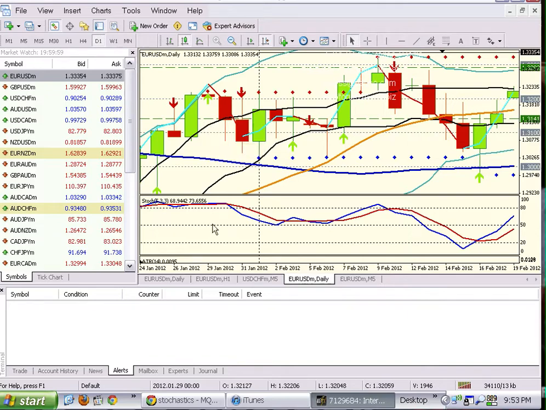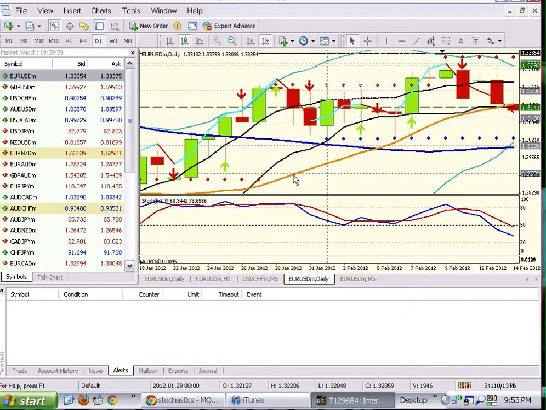I have a stochastic here. And these arrows are just related to the stochastic. They're just signals of when the stochastics cross each other. So it's supposed to be generating a signal.